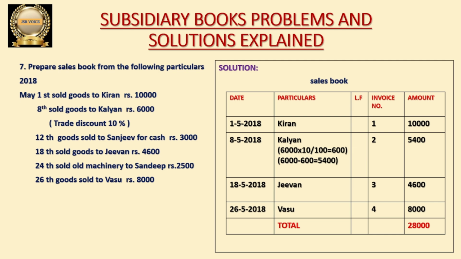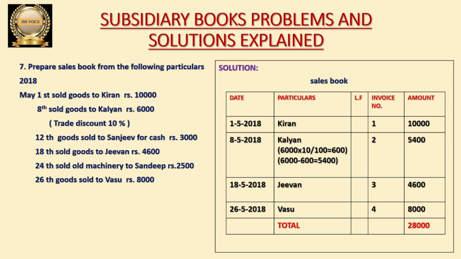Let us go to the question and discuss it. May 1st 2018, sold goods to Kiran. Sold means sales, so it will appear in the sales book, and we should see the three conditions.